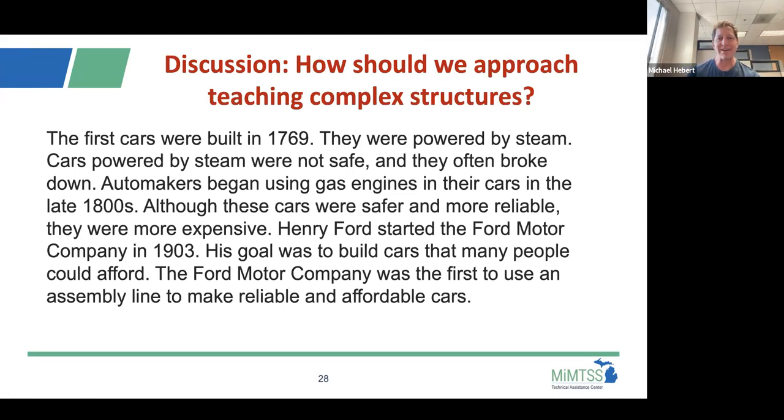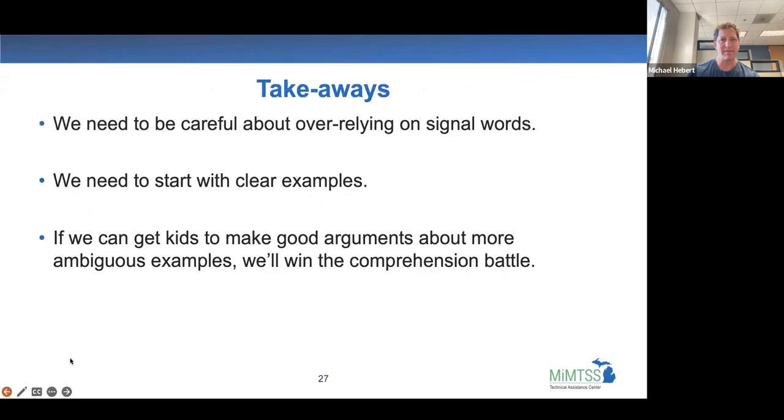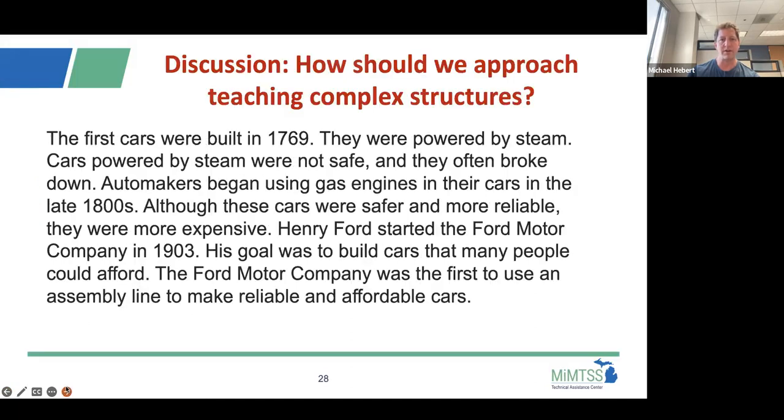So I actually wanted to have a discussion about this. If we wanted to simplify this, start with a clearer example, how could we approach teaching something more complex like this? So we start with something simpler. How would we approach teaching something more complex? We're not going to have kids say, well, this is a simple description or it's just a problem solution. What's a way to have a discussion around this?